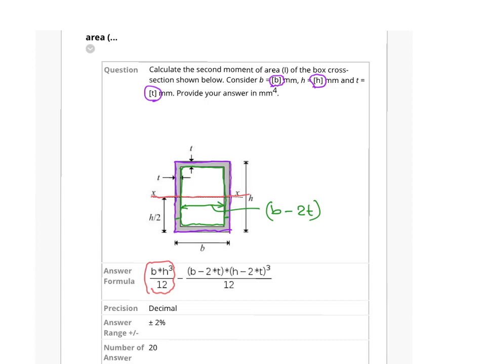Do remind yourself that we are taking away a smaller rectangle from a bigger rectangle, but the axis for those must be the same. So for the bigger rectangle, bh cubed over 12, x is here, and for the smaller rectangle, this axis is the same. If these were different axes, then this method of subtraction will not work.